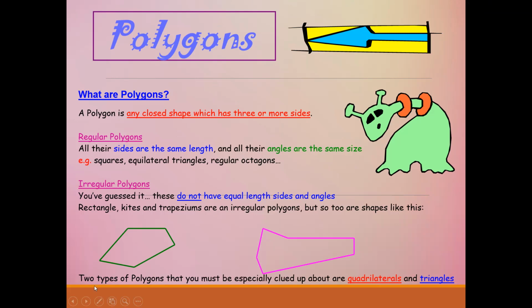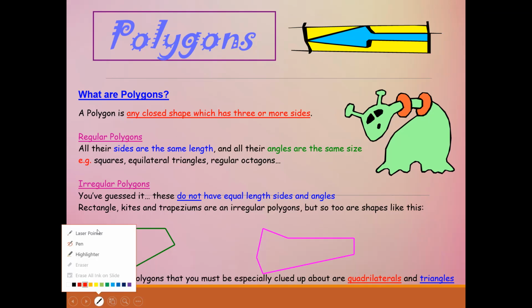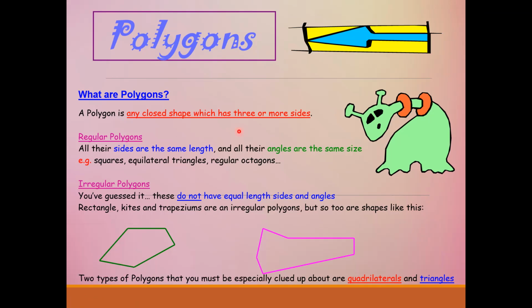So what are polygons? Polygons are any closed shape which has 3 or more sides. Now we also have regular polygons. It means that all sides are the same length and also their angles are the same size. Examples of this are squares, equilateral triangles, and regular octagons.